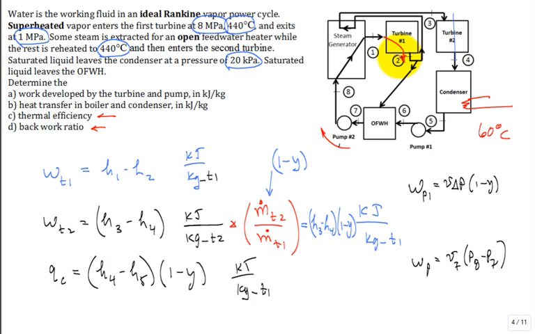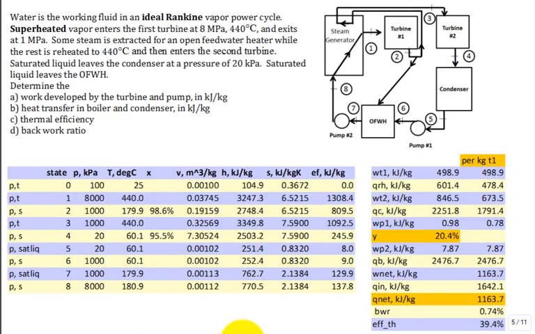Makes sense? Very good. Once you have them all on the same per unit mass basis, then it's a lot easier to do the bookkeeping and combine them. Here is the solution. I encourage you to review this video and get these numbers and reproduce them.